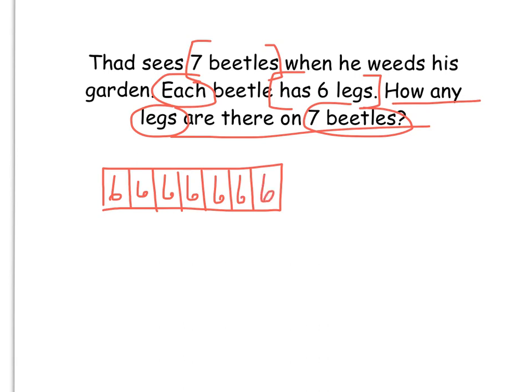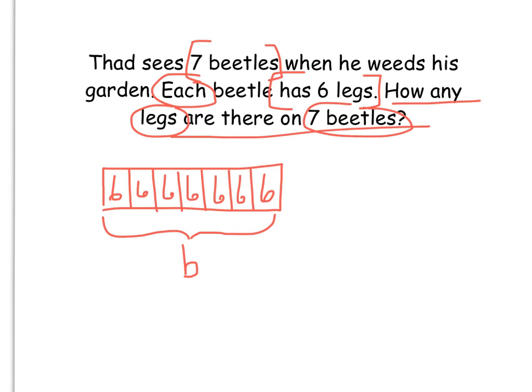I am going to use a variable to represent the unknown. I'm going to use the letter B for beetle's legs to represent the unknown. To figure out how many legs there are on 7 beetles, I know I would have to multiply 7 groups of 6. But my unknown is how many legs there are. So instead of putting a question mark down for my unknown, I'm going to put a variable B to represent my unknown.